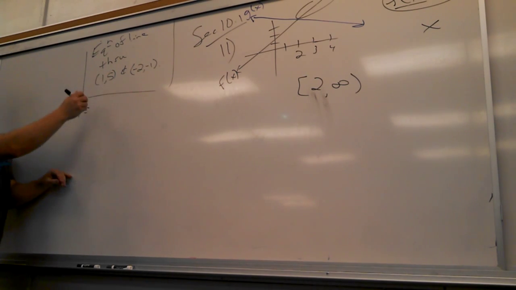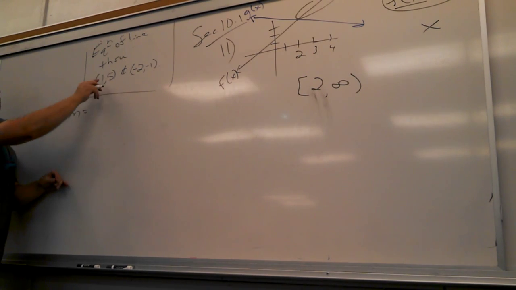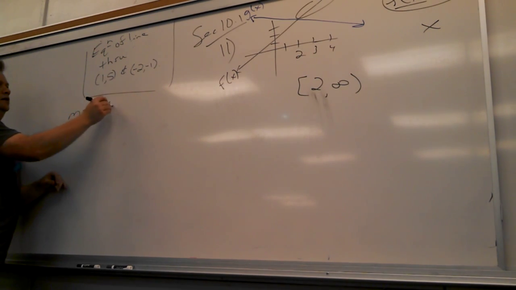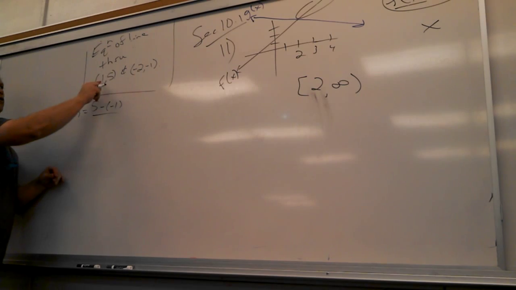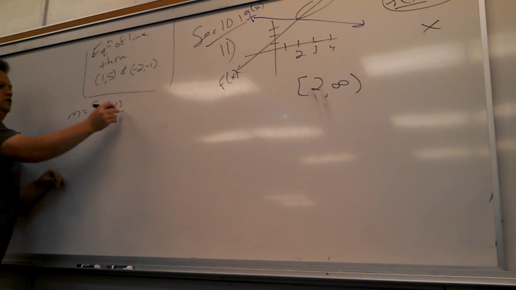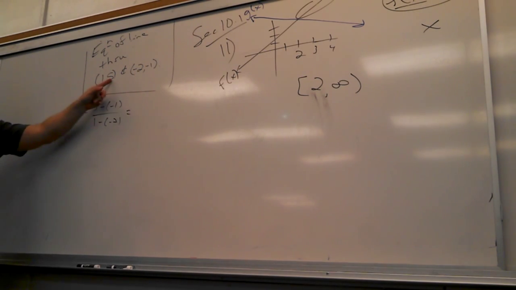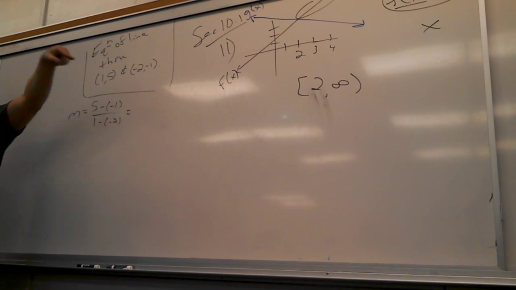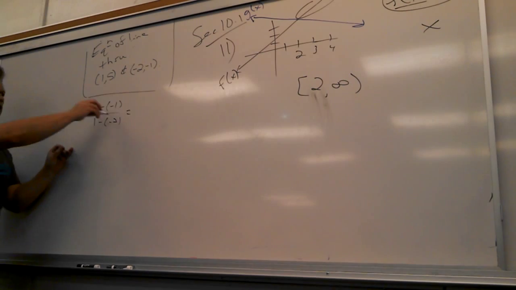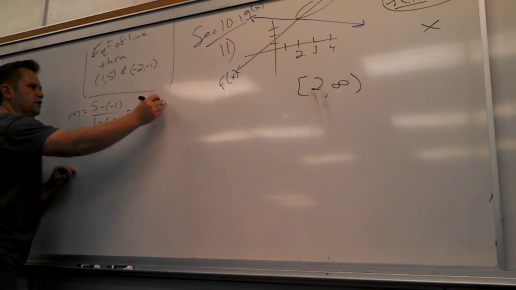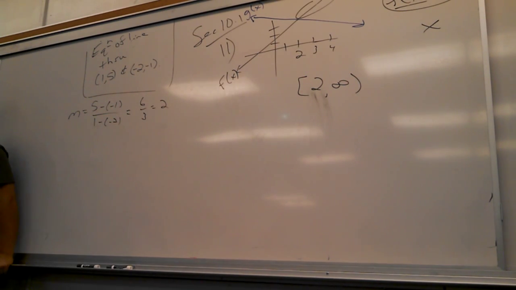So the slope would be 5 minus -1 over 1 minus -2. Is that cool? y2 minus y1 over x2 minus x1. Okay, so then I get 6 over 3, I get 2. I get a slope of 2.